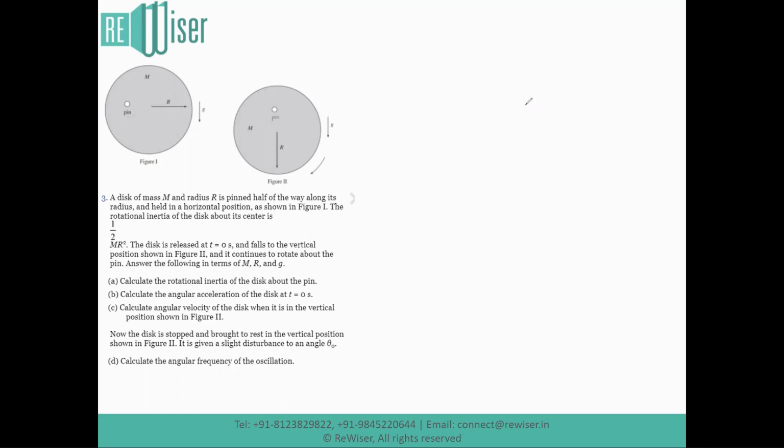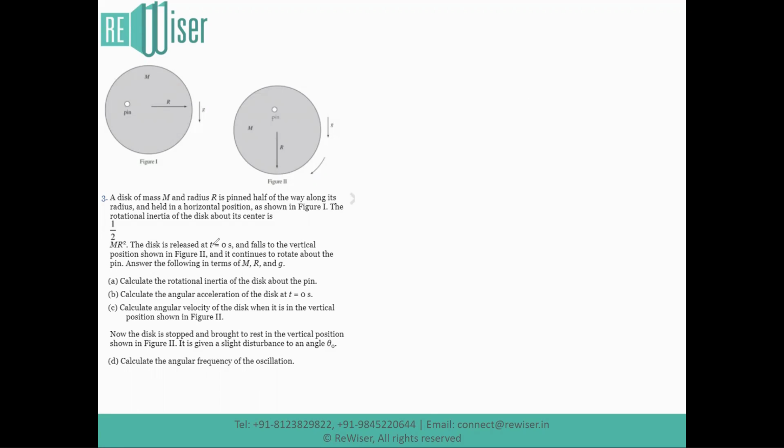Let's have a look here. The following question is on rotation and simple harmonic motion. A disk of mass capital M and radius capital R is pinned half of the way along its radius and held in a horizontal position as shown in figure 1. The rotational inertia of the disk about its center is half MR squared.